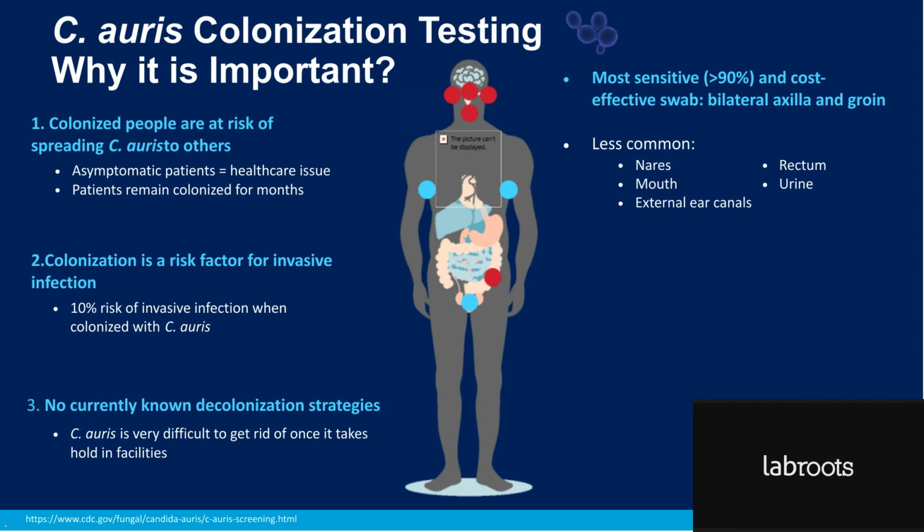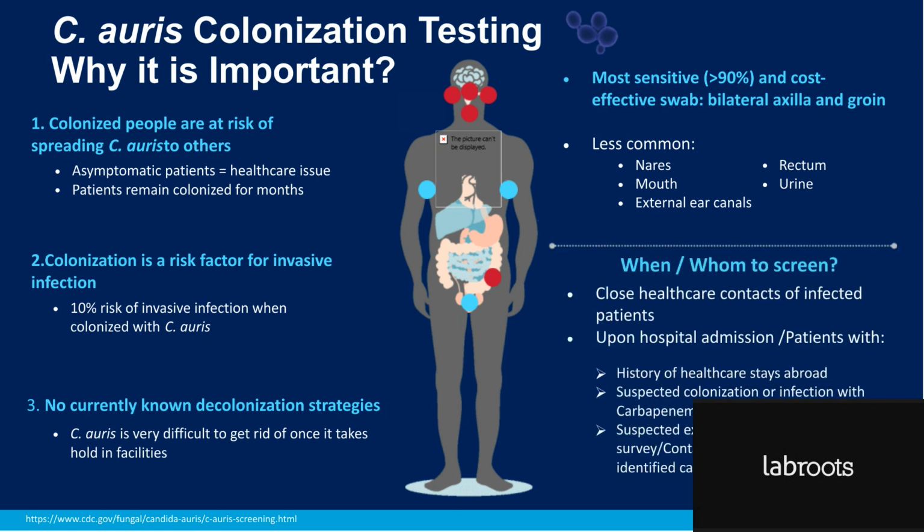So where do people get colonized? They can get colonized in the mouth, the rectum, the urine, the nose, the ear, the external ear canal. However, it seems from consensus in the literature that the best spots in the body where people are always colonized, and the best spots for collection, are the axilla and the groin. And so these are the sites that are actually being collected when somebody is tested for colonization.